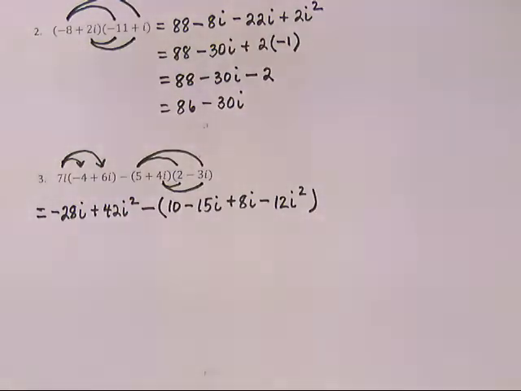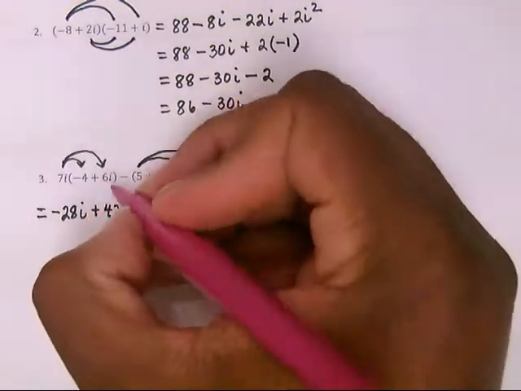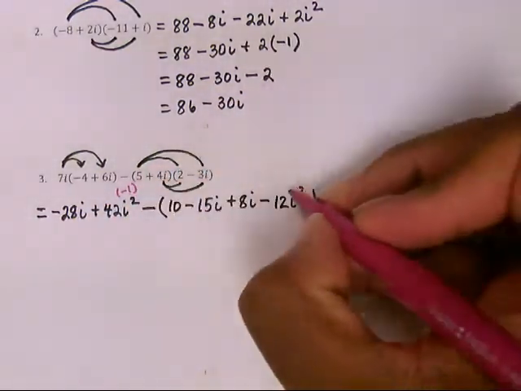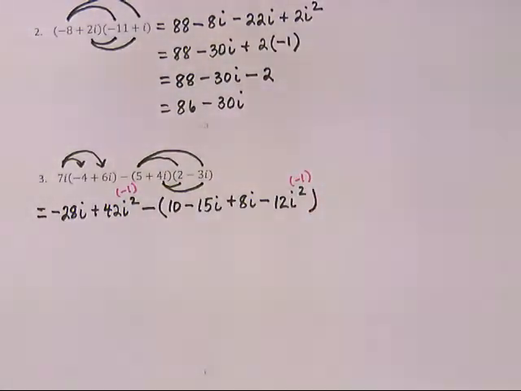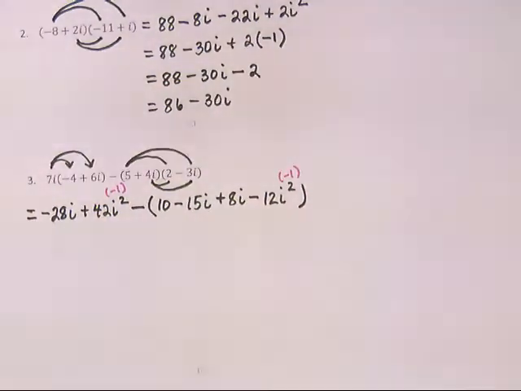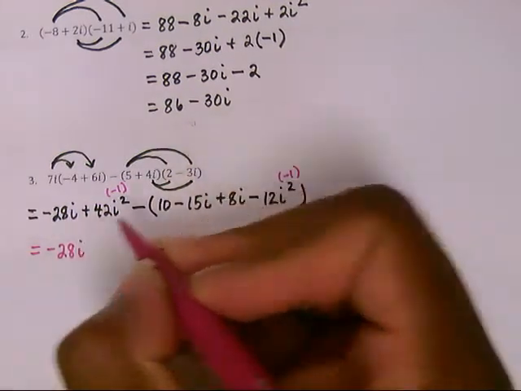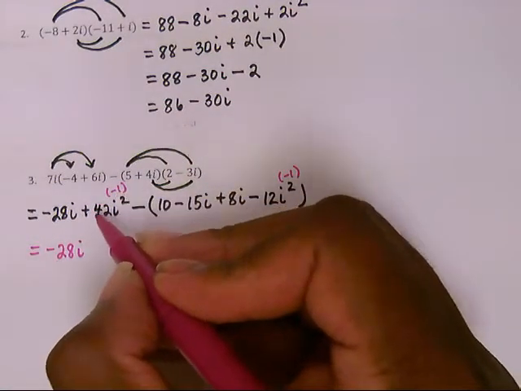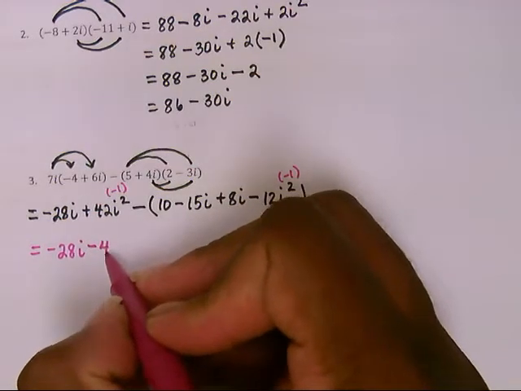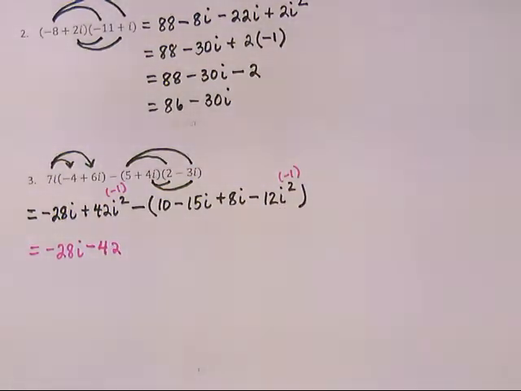Now I'm going to go ahead and simplify. I know I need to replace the i squared with negative 1. So here, I know this i squared would be negative 1 and this i squared would be negative 1. Okay. So now I have negative 28i. This negative 1 will make the plus 42 a minus 42. And that's because i squared is negative 1.